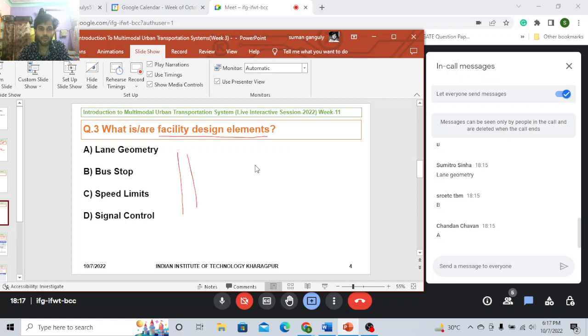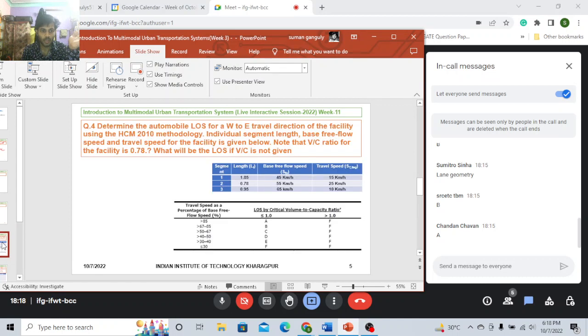Facility control means you have a facility and you want to have some controlling elements. As the name suggests, if you have a signal, it is controlling your flow, right? You want your vehicles to stop, you want your pedestrians to stop. So basically it is controlling your facility. That's why it's called facility control. Also speed limit. What is the use of speed limit? Speed limit tries to reduce your speed, or contain your speed to a certain limit. So it is also kind of controlling your elements in the design. So there are two things, one is facility design, one is facility control, right? So we will go to the next one.